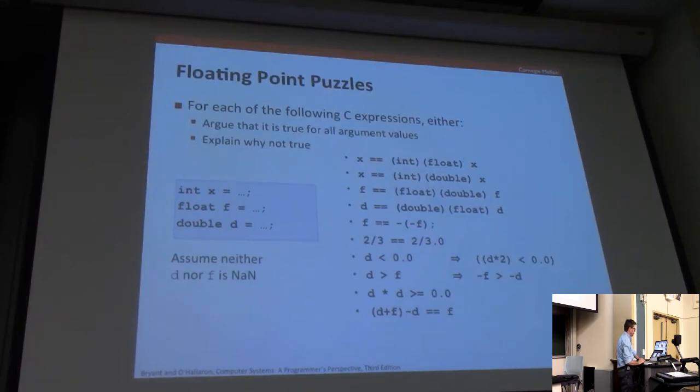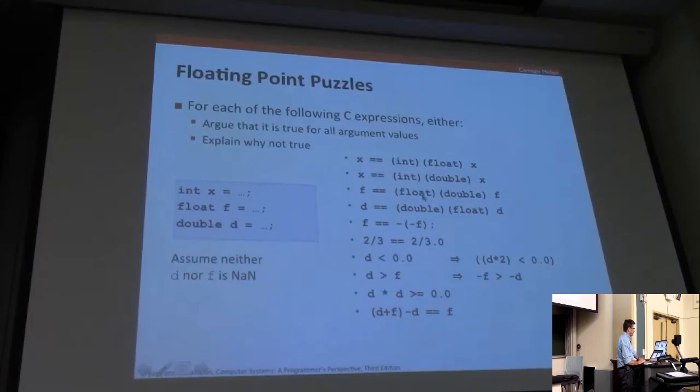All right, so what do you think? If we take x, which is an int, cast it to a float, and then cast that back to an int, will that always be equal to x? No. Right, because we lose some bits. We don't have enough frac bits in float. What about if we take x, cast it to a double, and then cast it back to int? Will we always get an equivalent value? Yeah, because we have enough frac bits in double.